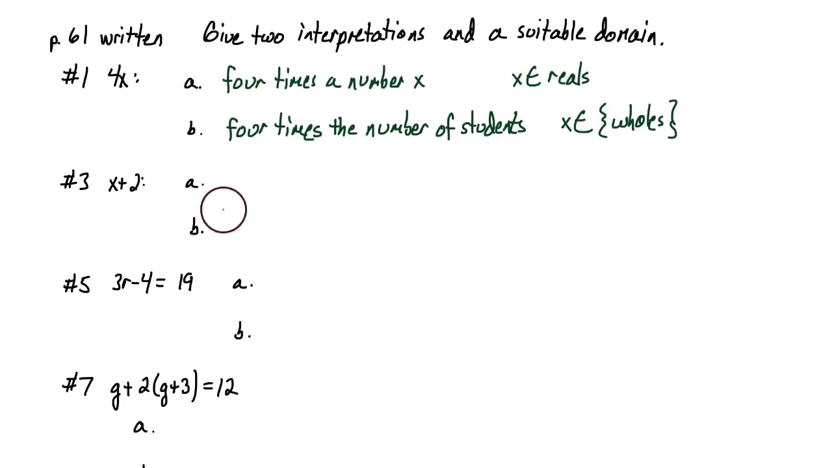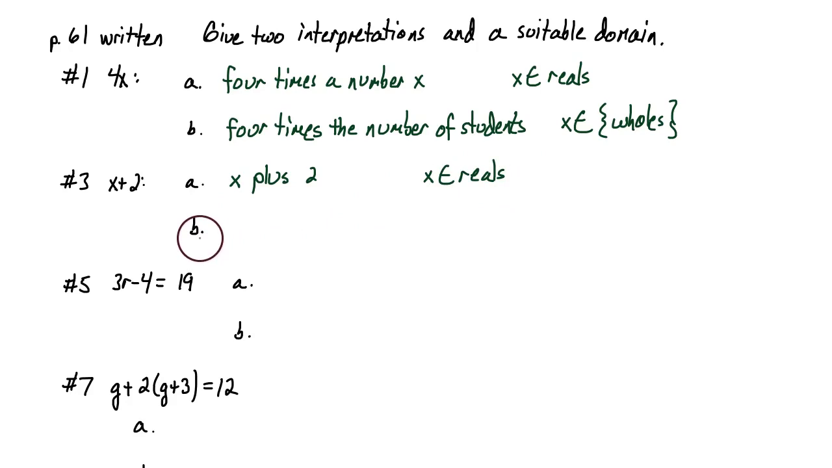Number 3, the algebraic expression is x plus 2. For one interpretation, let's literally write that out in words, x plus 2. There are many other things that could have been written, such as the sum of x and 2, or 2 more than x. In this situation, where the letter x is representing some completely unknown thing, a suitable replacement set is to say that x can be any real number.